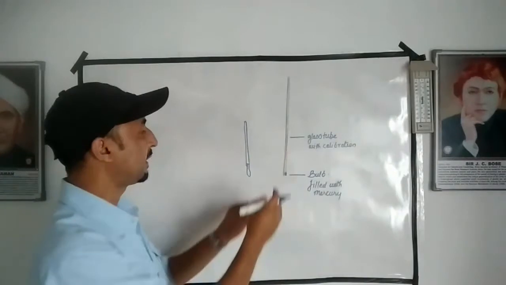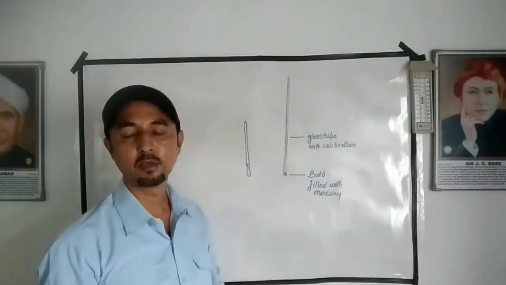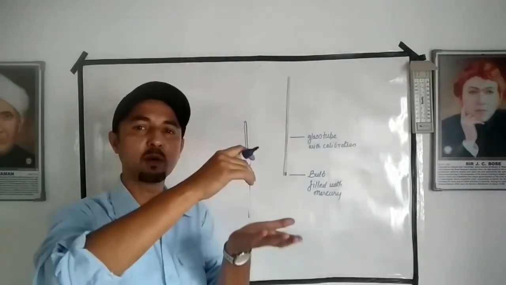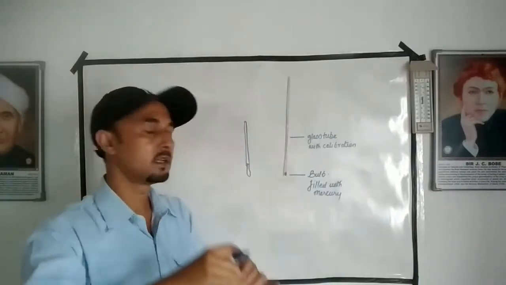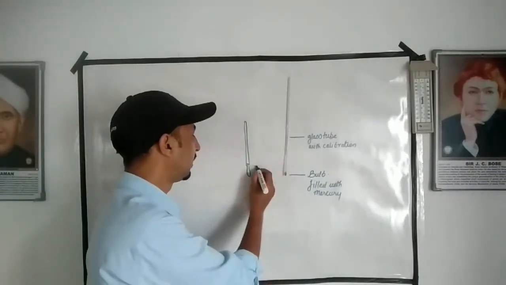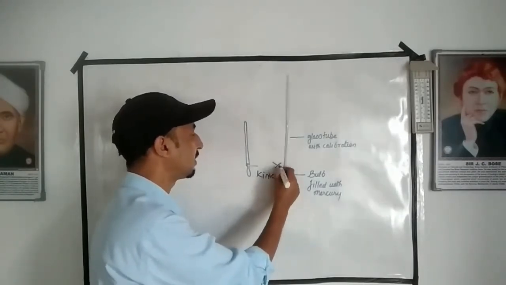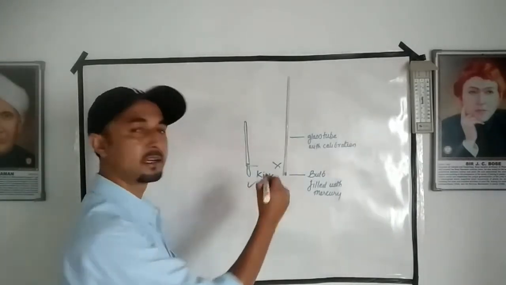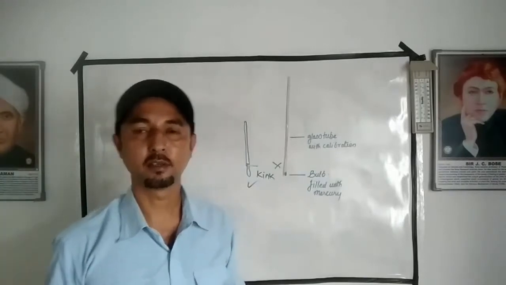However, when we take the temperature of any liquid with the help of a laboratory thermometer, we cannot remove the thermometer from the liquid, because there is no lock or kink in the case of a laboratory thermometer. However, there is a kink in a clinical thermometer.